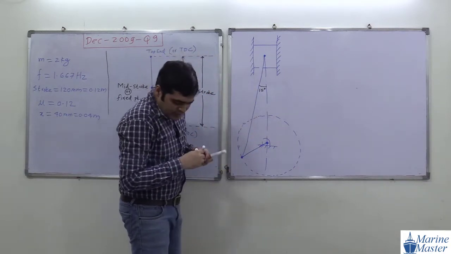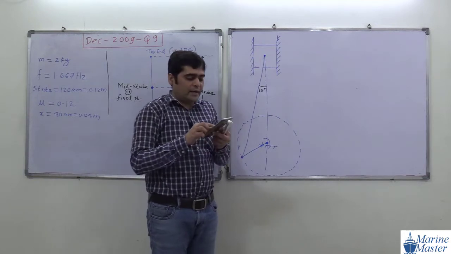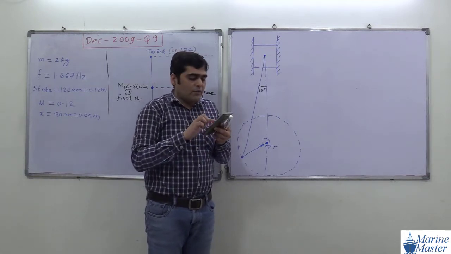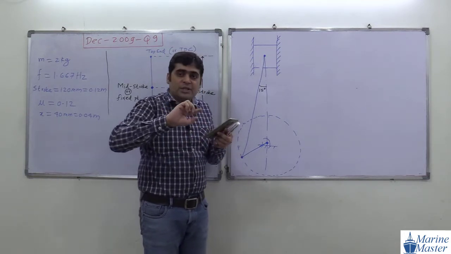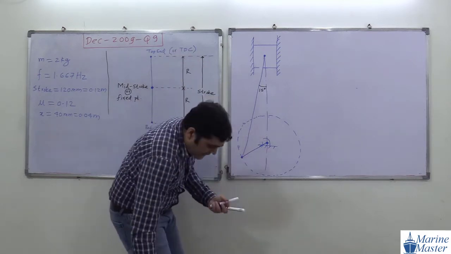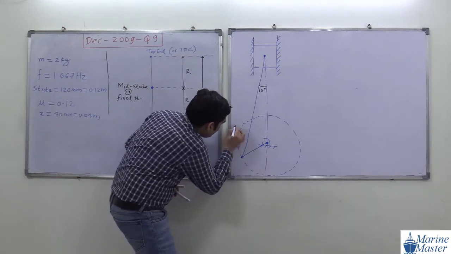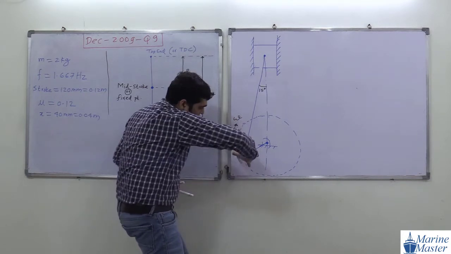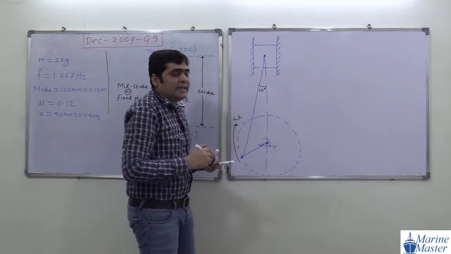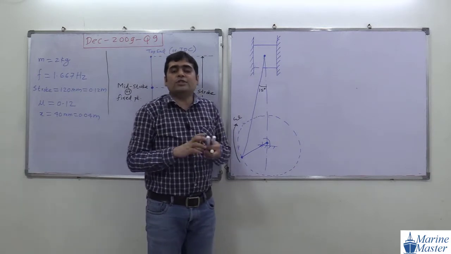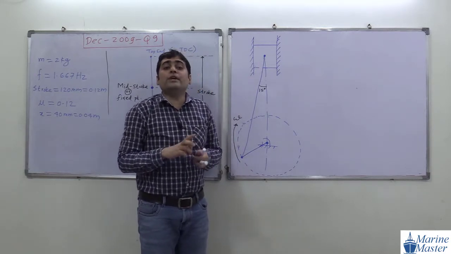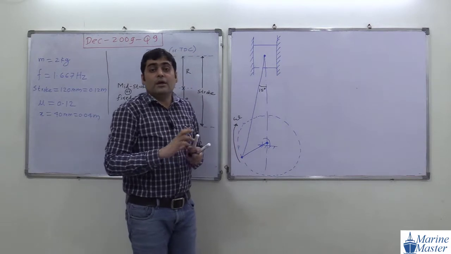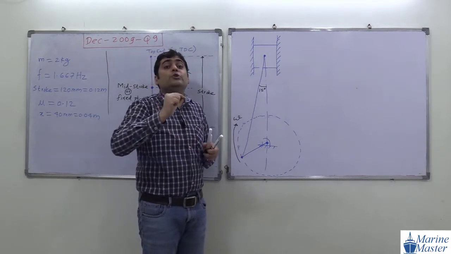Now in the diagram, if you observe, what they mentioned is how the crank is rotating. The crank is rotating like this. This is omega. And in the question, what they mentioned is that the block is moving towards mid stroke.